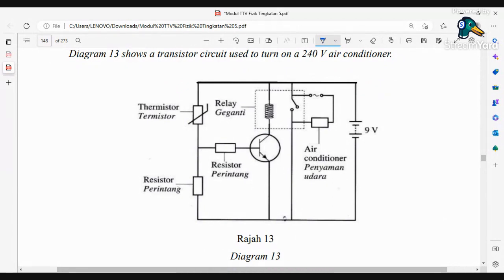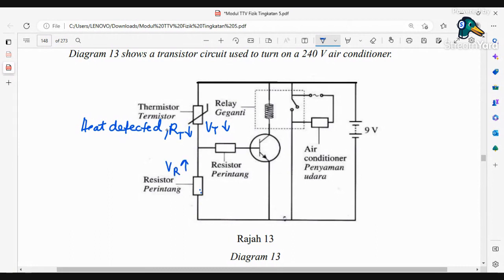Okay, thermistor, when heat is detected, what happens to the resistor? The resistance of the thermistor, RT, decreases. So when RT decreases, the voltage across RT also decreases. As we know, both here are a potential divider. When the voltage across the thermistor decreases, the voltage across R increases.